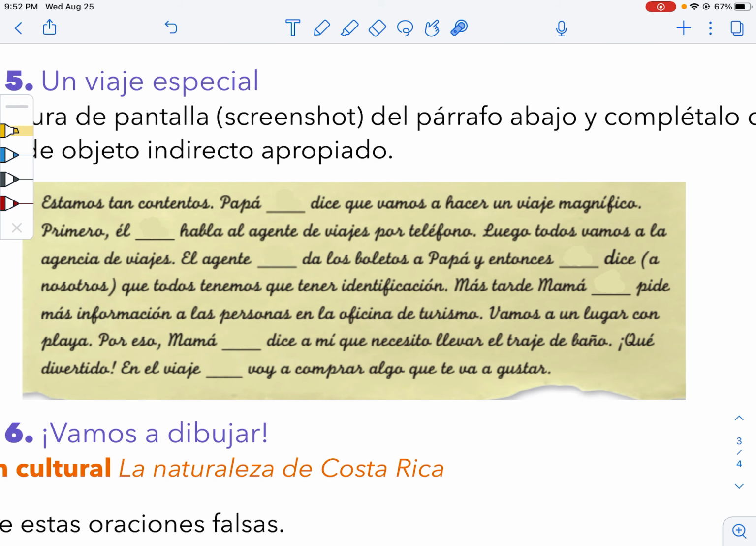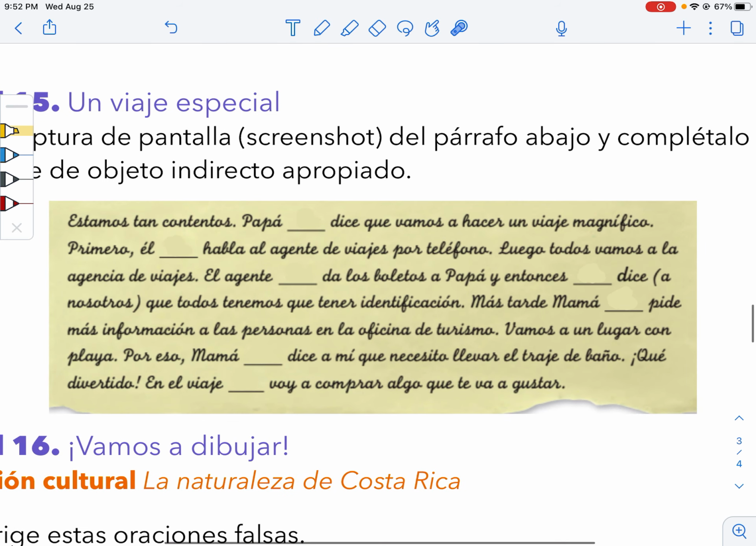Well, let's figure it out. Estamos tan contentos. We are so happy. Papá dice que vamos a hacer un viaje magnífico. Okay, Papá is telling someone that we're going to have a magnificent trip. Well, who's he telling? He's telling us. So how are we going to say us? Let's go with nos. Nos dice que vamos a hacer un viaje magnífico.